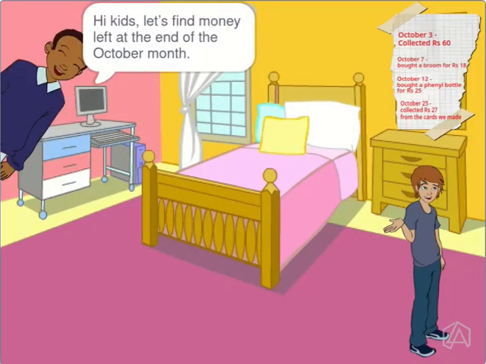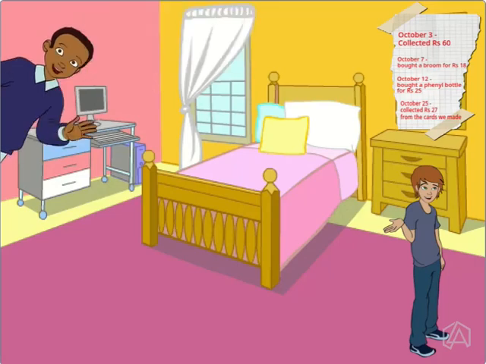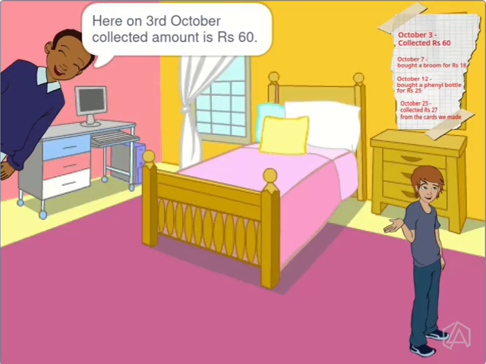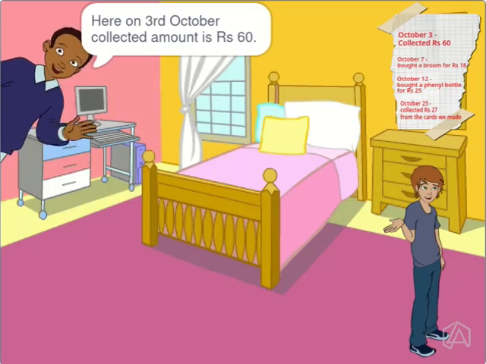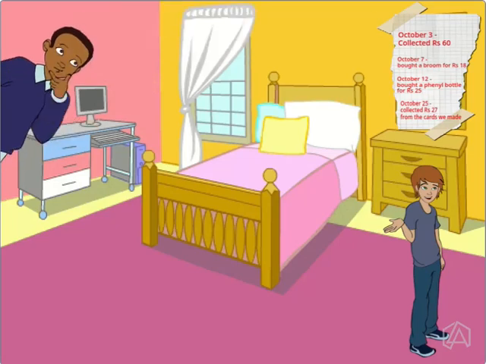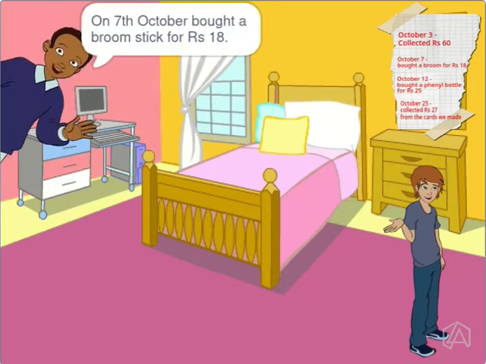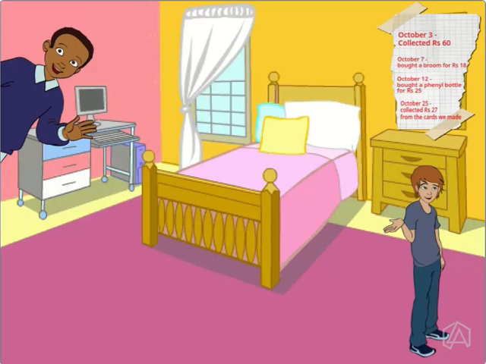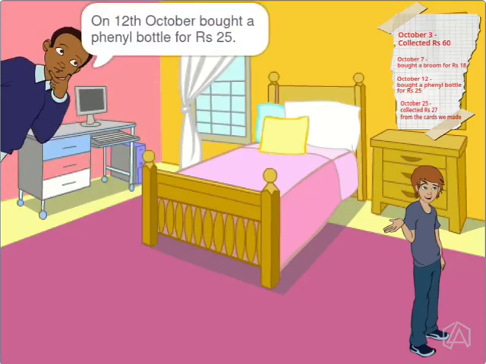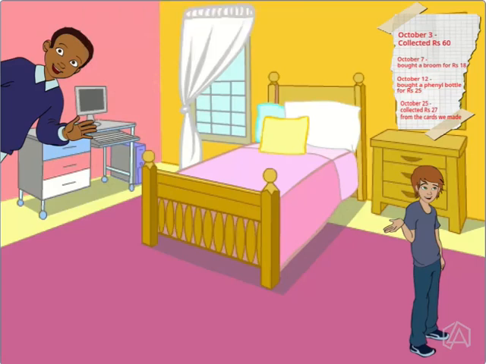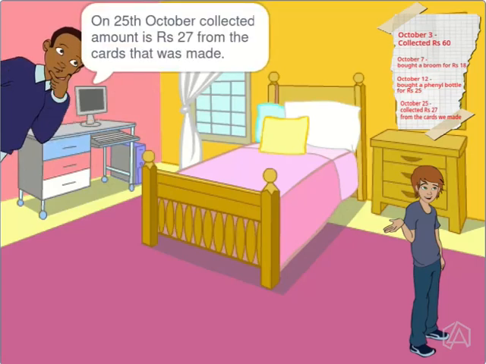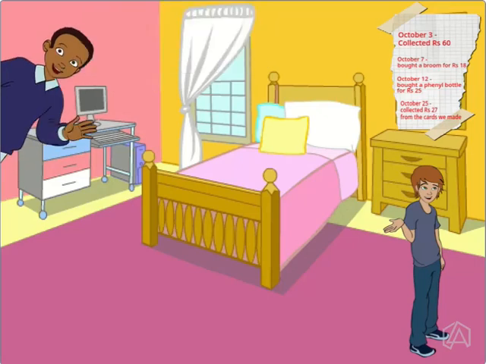Hi kids, let's find the money left at the end of the October month. Here on 3rd October collected amount is Rs 60. On 7th October bought a broomstick for Rs 18. On 12th October bought a phenyl bottle for Rs 25. On 25th October collected amount is Rs 27 from the cards that was made.